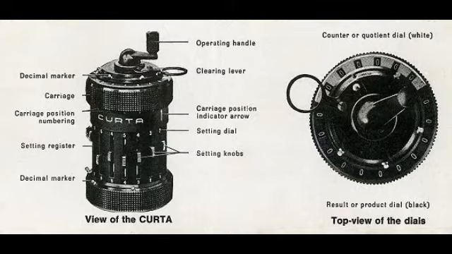Parts of Curta. First is the decimal marker, carriage position numbering, setting register, decimal marker, operating handle, clearing lever, carriage position indicator arrow, setting dial, setting knobs. And the circle that you can see is the upper part of the Curta. So this is the counter or quotient dial.